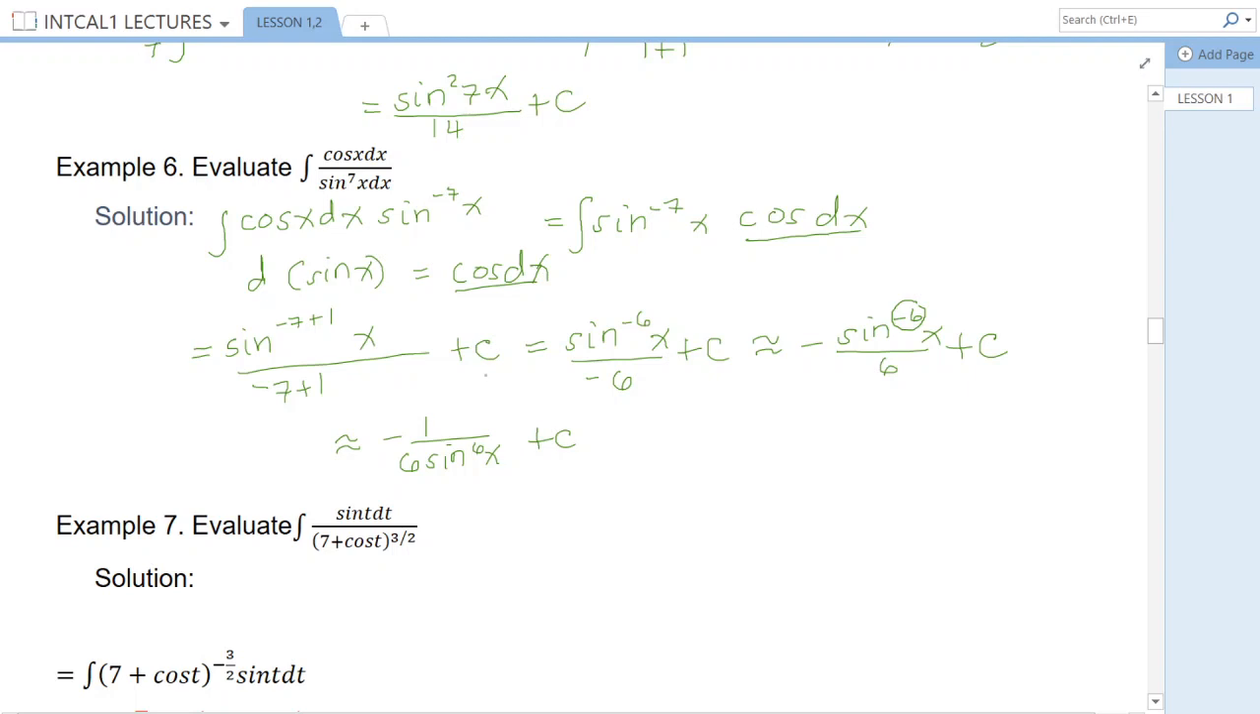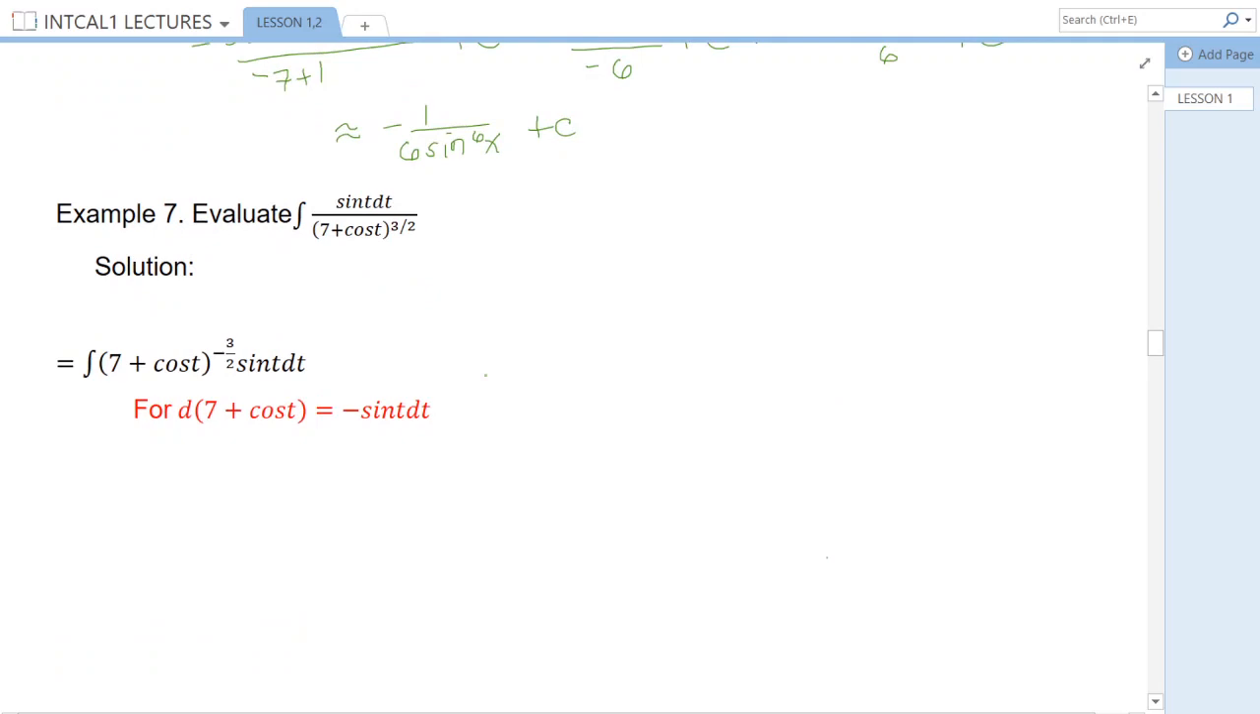Okay, next. Example number 7. For this one, that is the integral of sine t dt over 7 plus cosine t raised to 3 halves. If we rewrite that, let us bring up the term 7 plus cosine t to make the exponent a whole number. That is 7 plus cosine t raised to negative 3 over 2 sine t dt.